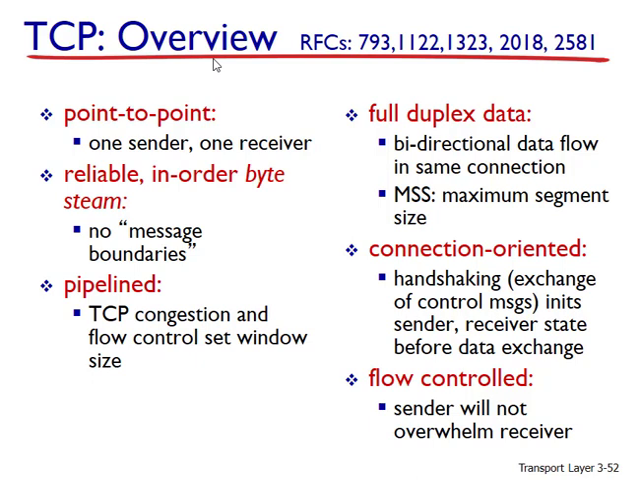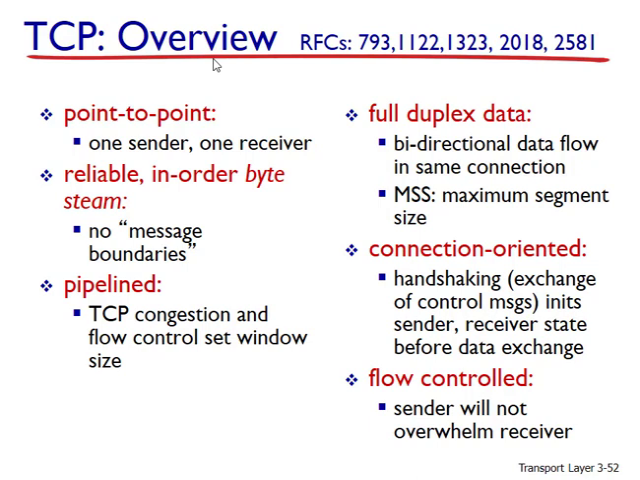A TCP connection provides full duplex service. If there is a TCP connection between process A on one host and process B on another, then application layer data can flow from process A to process B at the same time as application layer data flows from process B to process A. That's full duplex. A TCP connection is also always point-to-point, that is, between a single sender and a single receiver. Multicasting, the transfer of data from one sender to many receivers in a single send operation, is not possible with TCP.